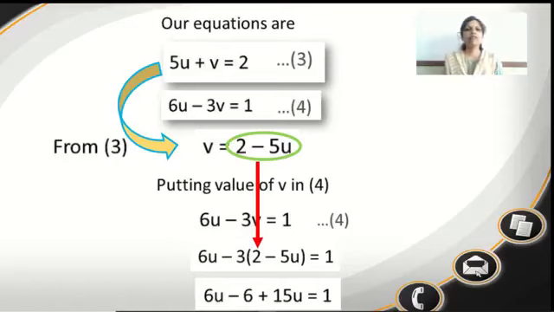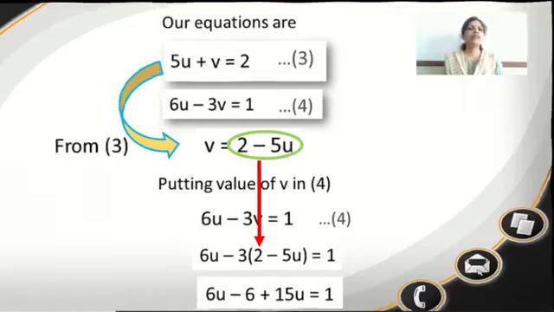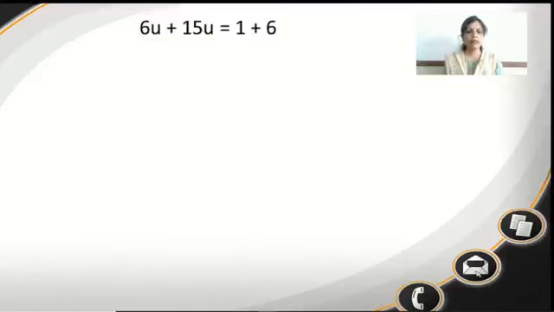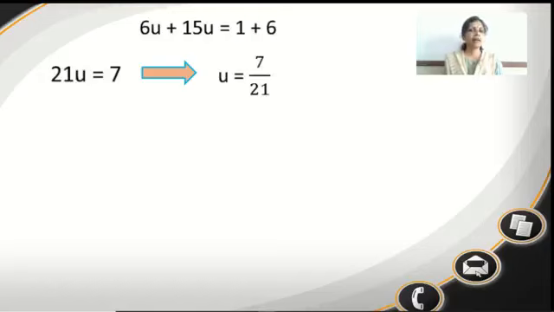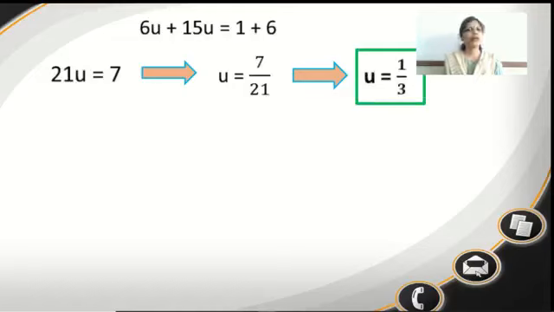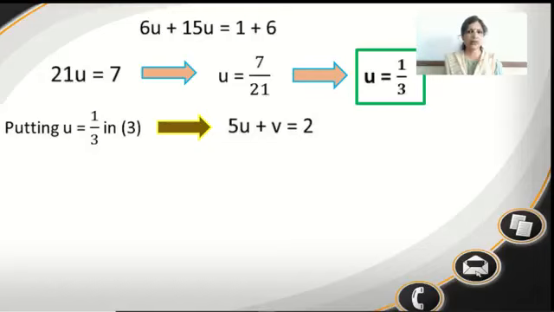Again, we need to simplify. So 6 plus 15u is equal to 1 plus 6. We get 21u is equal to 7. That will give us the value of u as 7 by 21. Reduce it. We get u is equal to 1 upon 3. Alright. So we'll put this value of u in equation 3. This is 5u plus v is equal to 2. This is our equation 3. If you put the value of u here, we'll get the value of v.